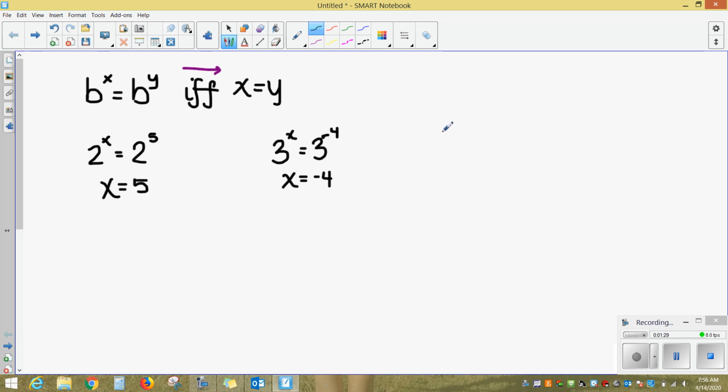Now, of course, our equations aren't going to be given to us quite this straightforward. We have to do some work maybe to get to this step. But the idea is if the bases are the same, then the exponents have to be the same. And so the conclusion we can draw from here is that x equals 1/2.